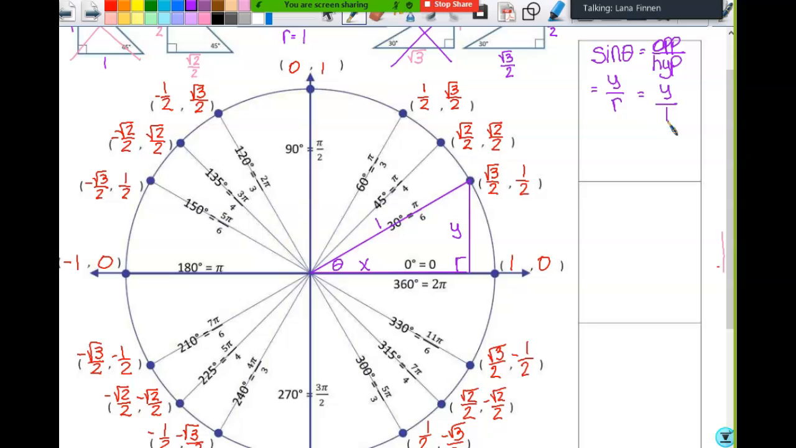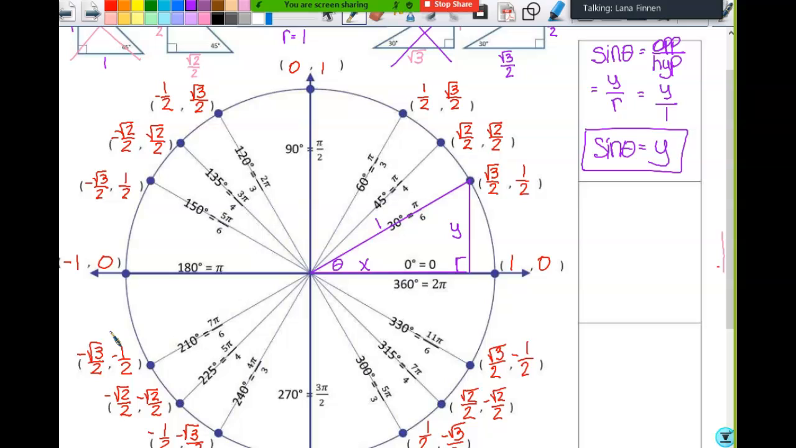So in the end, guess what? Sine theta equals y. That's a huge deal. You know why that's a huge deal? If I say, what is the sine of pi thirds? It's the y value. Pi thirds, the sine of pi thirds is the y value, square root of 3 over 2. The sine of 7 pi 6 is negative 1/2.